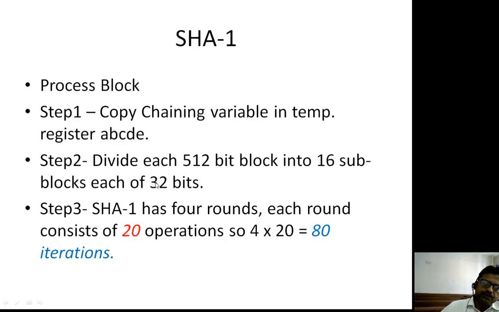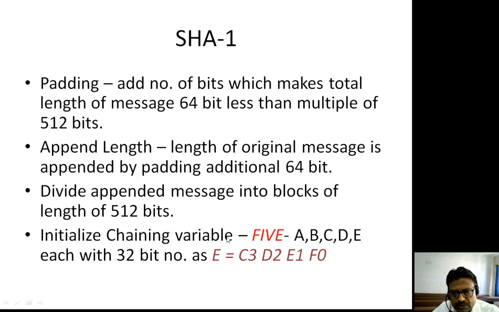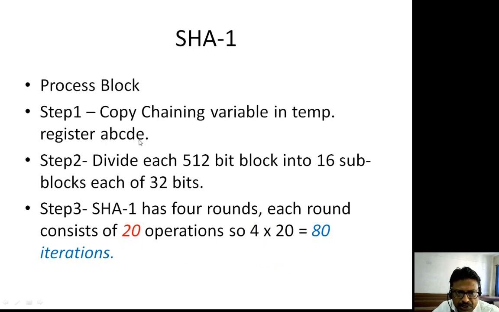So in MD5 we have 4 rounds, and in each round there are 16 iterations, so the total number of iterations is 64. But in SHA1, we have 4 rounds, and in each round we have 20 operations, or 20 iterations. So we have 20 times 4, a total of 80 iterations. So the difference between MD5 and SHA1 is that one extra chaining variable has been added, one extra register has been taken, and the number of iterations in one round is also enhanced.